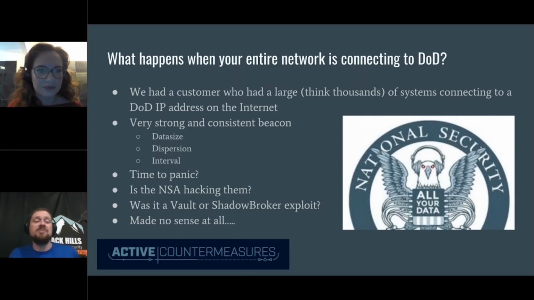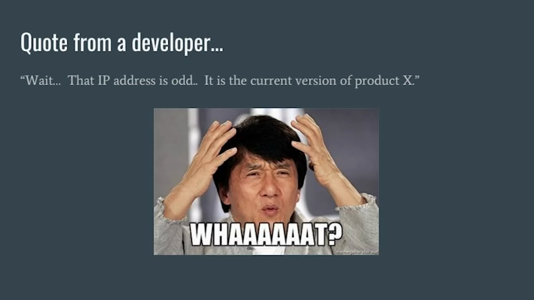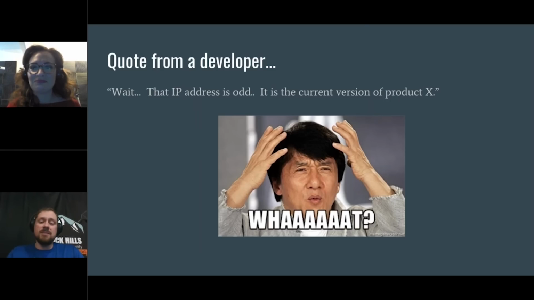And then the customer calls me and the customer's laughing. Quote from one of their developers, "Wait, that IP address is odd. It's the current version of our product X." So what it was is they messed up in the update feature. We think it was the update feature, where the product was supposed to go to a server, give its version, and the server would give it an update if there was one. However, they messed up, and instead of going to an IP address and giving its product version, it actually tried to connect to its product version, which just so happened to be an IP address in the Department of Defense IP address space out online.